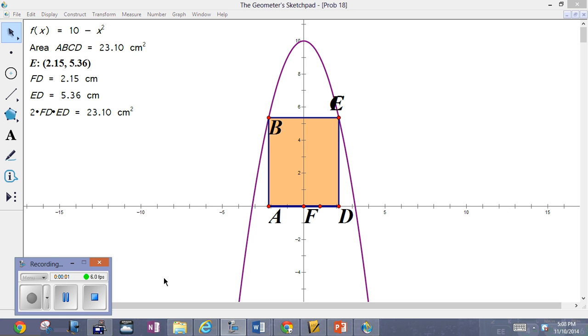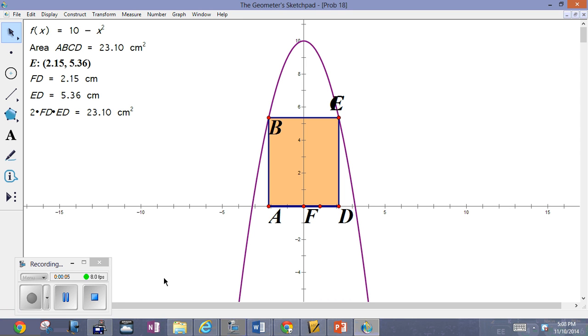All right, guys, we're going to run through a couple of the examples. Here's problem number 18 from section 4.4. It says the base of a rectangle lies on the x-axis, while the upper two vertices lie on the parabola y equals 10 minus x squared. So that's this instance here.